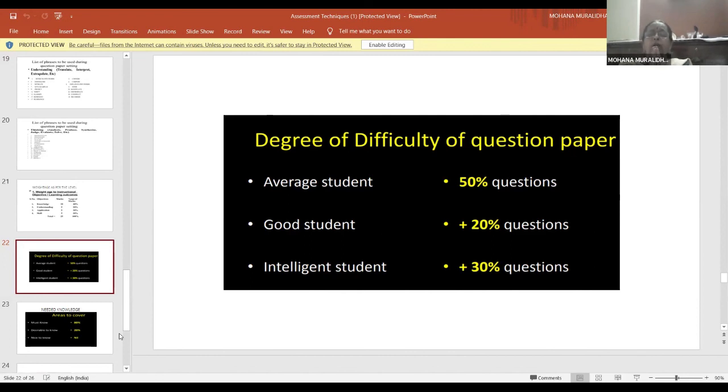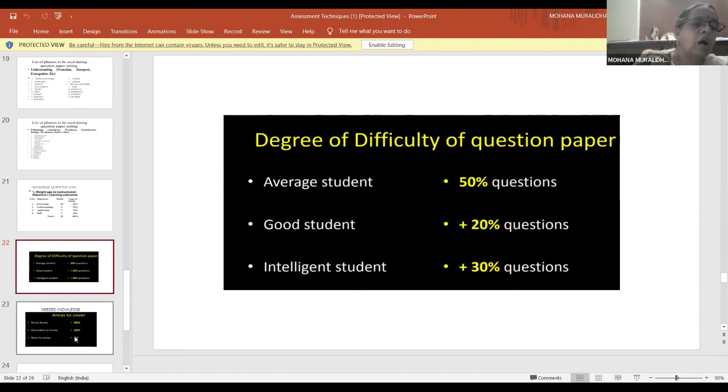Then a good student must be in a position to answer another 20%, which will go up to 70%. And an intelligent student must be able to answer to a higher level, which is going to be 30%. So a standard question paper should have the degree of difficulty this way. And if we maintain such norms in our mind when we set the paper, effectively the paper would be standard and the children also will be happy with the paper. It would satisfy the mindset of each and every child who is going to take up the exam.